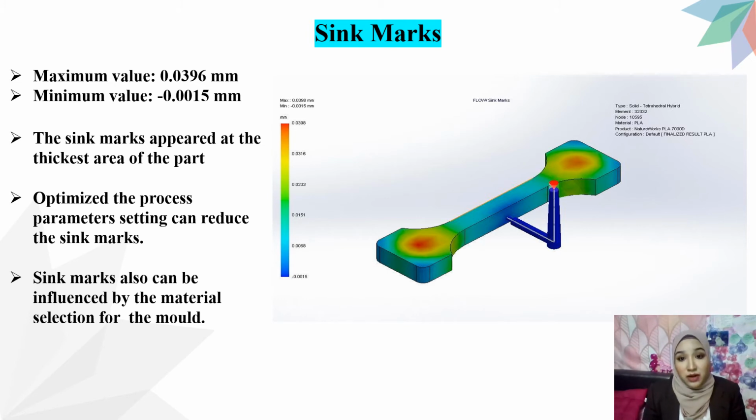Optimizing the process parameter settings such as melt temperature, injection time, injection temperature, fill, type switchover, type time, injection rate, and coolant temperature can reduce the seam marks. However, seam marks also can be influenced by the material selection for the mold.